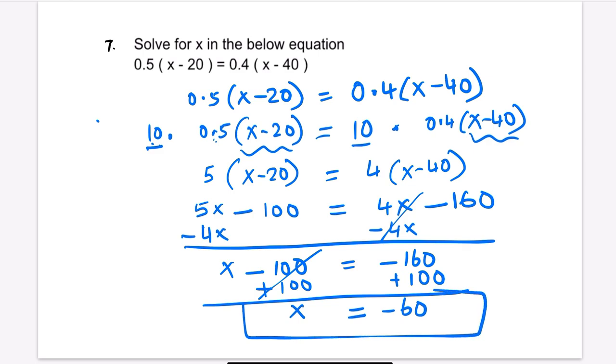Alright. Again, as you see here, I got rid of the decimals by multiplying throughout by 10. So 0.5 became 5 and 0.4 became 4. And also I used the distributive property here. A times (b plus c) is a times b plus a times c, or a times (b minus c) is a times b minus a times c. So there are two operations that I have done to solve this problem.